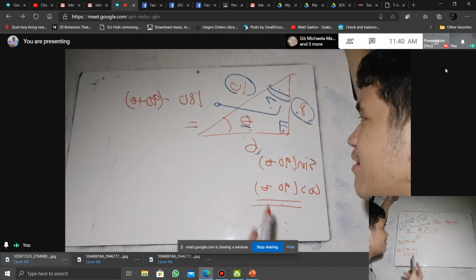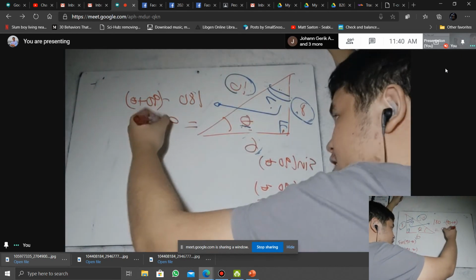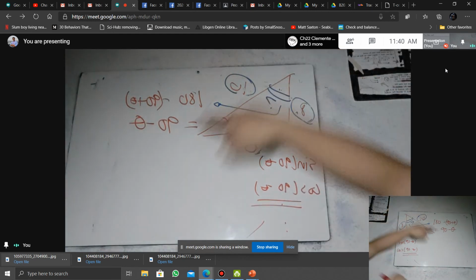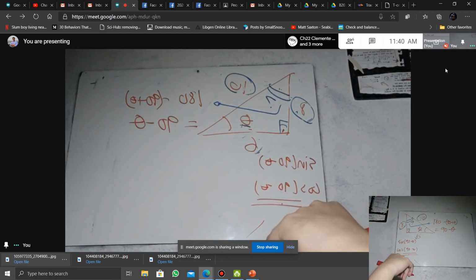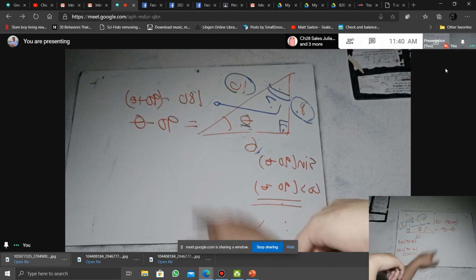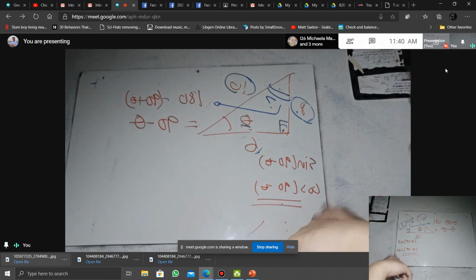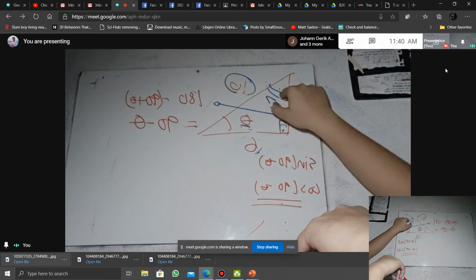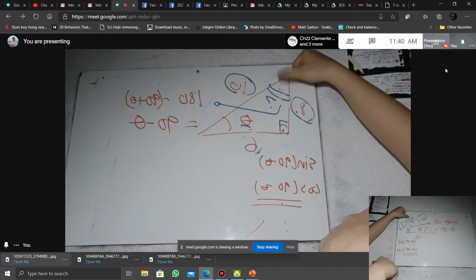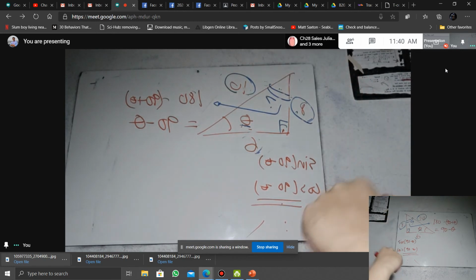If we get the answer, it's equal to 90 minus theta. Ayan, it's 90 minus theta, di ba? So in fact, what I'm asking you to get is ito. Yung mga sine nito, cosine nito, and tangent nito. Nagets ba, guys? Yes na po. Okay, sige.